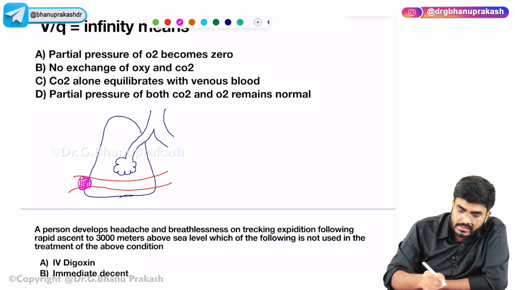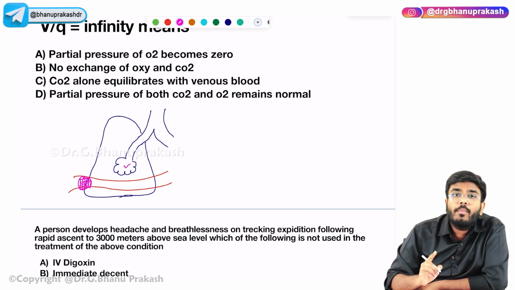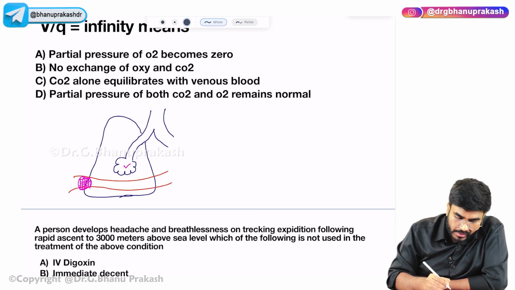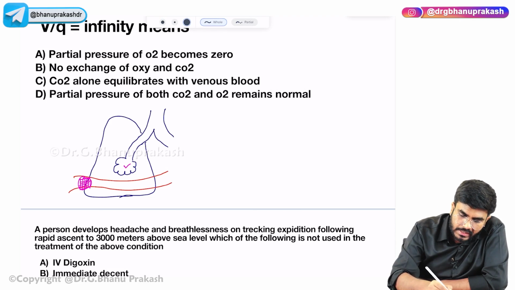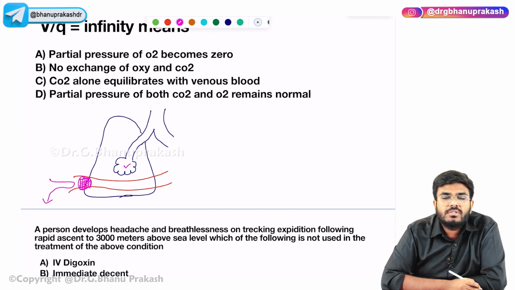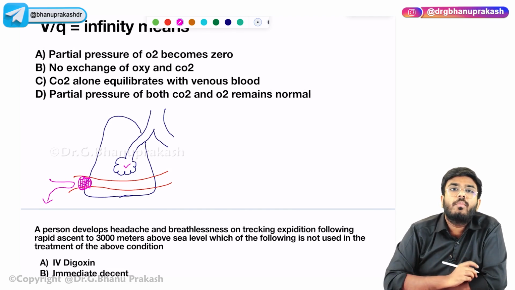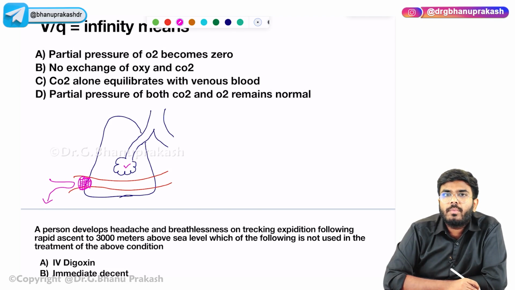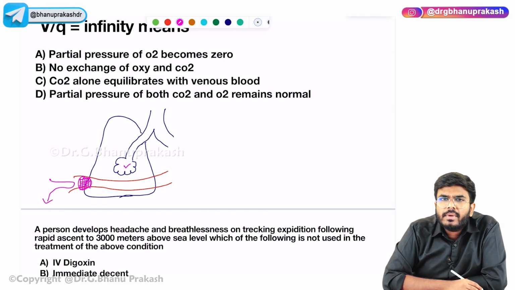In this condition, ventilation is good. There is no problem in the ventilation. Air is coming. But what is getting affected? What is getting affected here is the perfusion. The blood is not coming. The venous blood is not coming to this area. So perfusion problem. Ventilation is okay, but perfusion problem. Blood is not coming. If the blood is not coming, will gas exchange occur? Tell me.